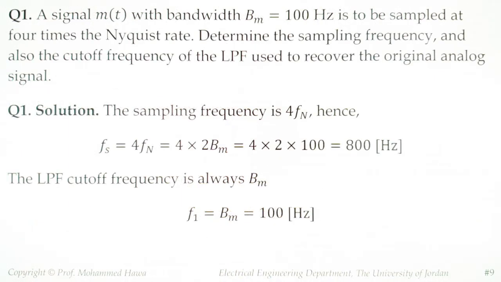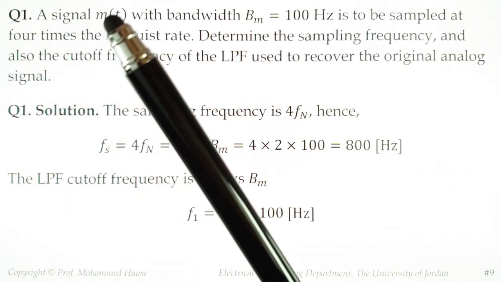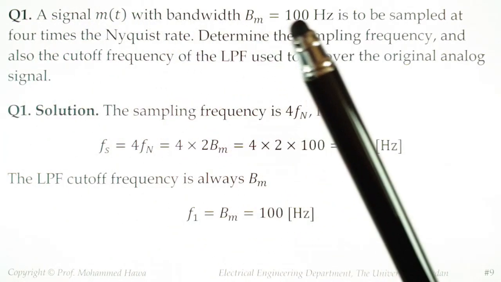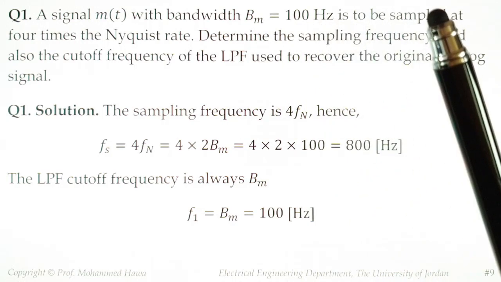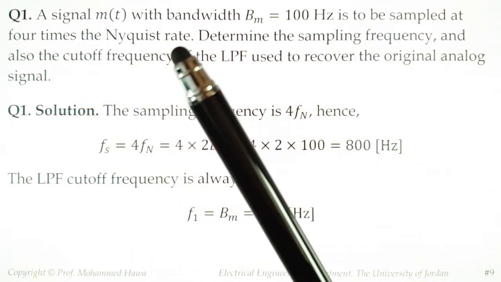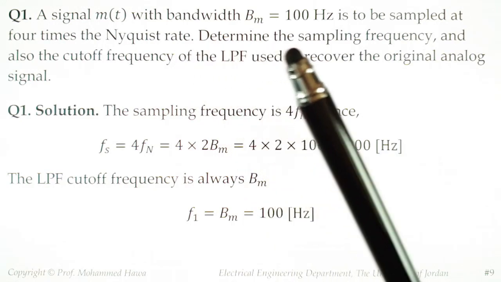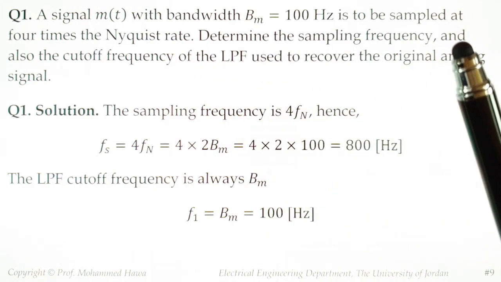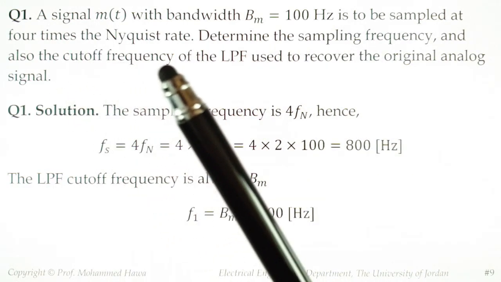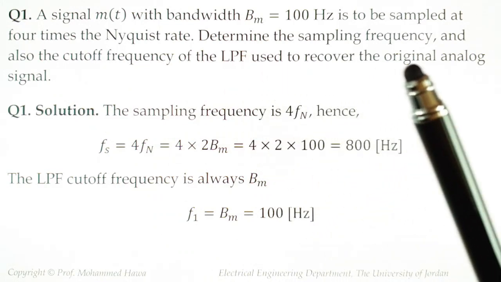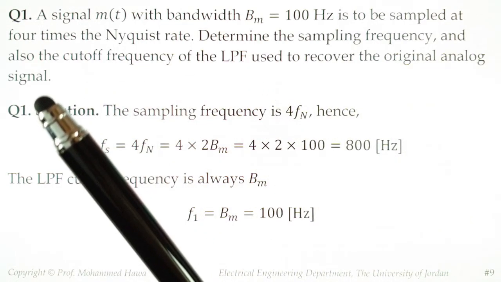So let's solve an example. In this example, an analog signal m of t with bandwidth 100 Hz is to be sampled at 4 times the Nyquist rate. Determine the sampling frequency that we are using, and also the cutoff frequency of the low-pass filter used to recover the original analog signal at the receiver.